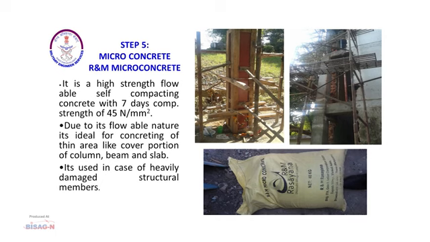Where the distress is more, that needs to be repaired with micro concreting. Micro concreting is a special kind of self-flowable concrete which attains the strength of 45 Newton per mm square in 7 days. So, we need to just provide the shuttering around the affected area, pour the concrete, cure it, and it's done. It is used in case of heavily damaged structural members such as columns and beams.